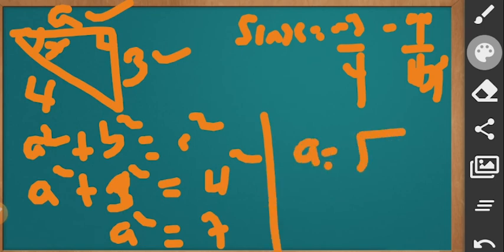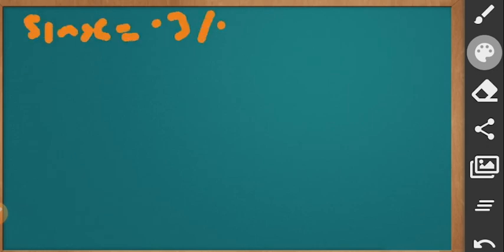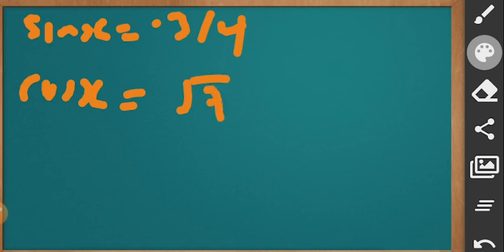Please don't put the answer in decimal points. Leave it as root 7. So you're going to have a as root 7. That's our adjacent. Having obtained that, now we can find cos and tan. Remember, our sine x is negative 3 over 4. So our cos x is adjacent, which we have got as root 7, over hypotenuse, which is 4. That is the value of cos.